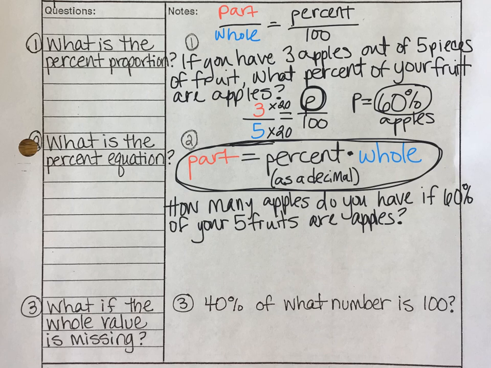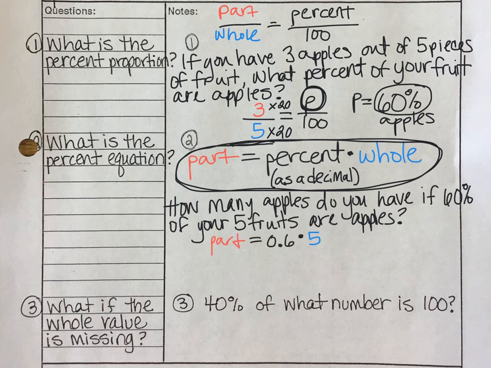Consider the inverse of the problem that we solved in the percent proportion. How many apples do you have if 60% of your 5 fruits are apples? Well, we already know the answer is 3, but let's take a look at how the percent equation will look when we set it up and solve to find that number.